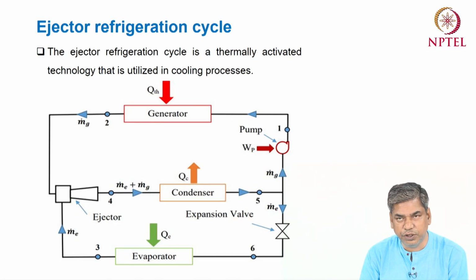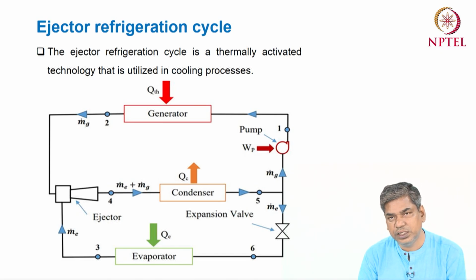Okay, so at state point 4 the total flow is m dot e plus m dot g, and that is going to the condenser. We can ideally get the saturated liquid outlet at point 5. So in this way the cycle will work.